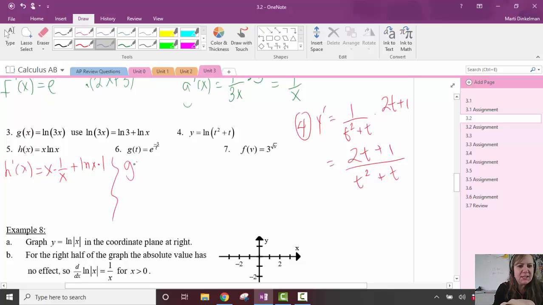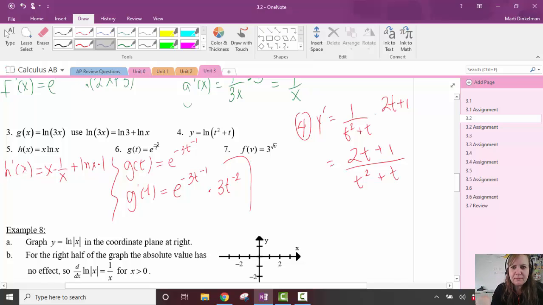Before I start number 6, I kind of want to rewrite this as e to the negative 3t to the negative 1. Okay, so g prime is going to be e to the stuff times the derivative of the stuff, which is going to now be positive 3t to the negative 2. And again, I can simplify that. All right, number 7, again, I'm going to rewrite this one. This is 3 to the v to the 1/2. Kind of running out of space there. I might write it down here.